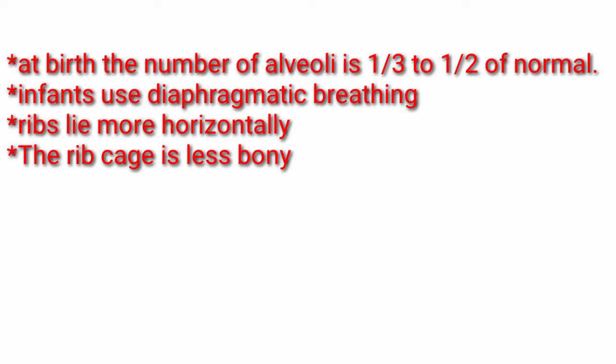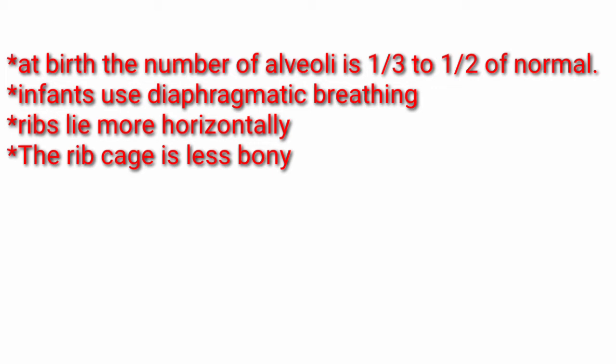In infants, the intercostal muscles are underdeveloped, and for this reason, they predominantly use diaphragmatic breathing rather than the intercostal muscles. And diaphragmatic breathing is where the abdominal muscles and the diaphragm are engaged during breathing. As far as the ribs are concerned, they lie more horizontally and do not contribute as much to expansion of their chests. Their rib cage is less bony than in adults and is therefore more compliant, and this can also make them more prone to respiratory difficulties.